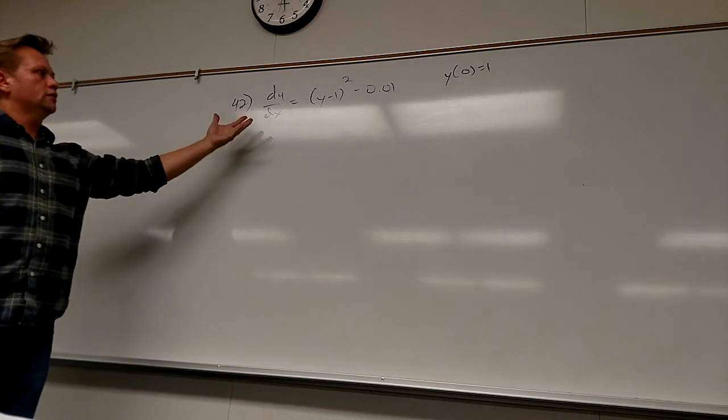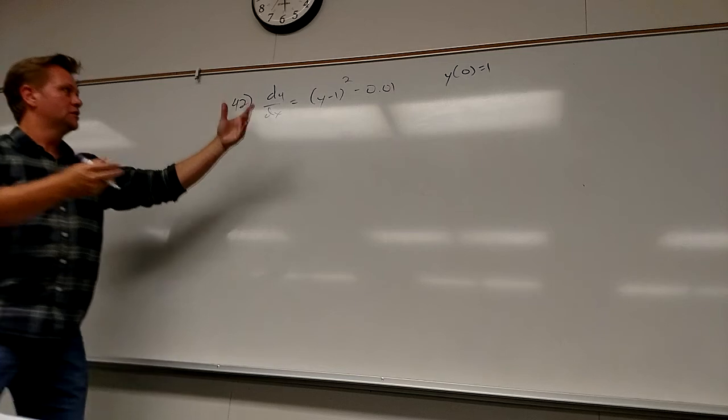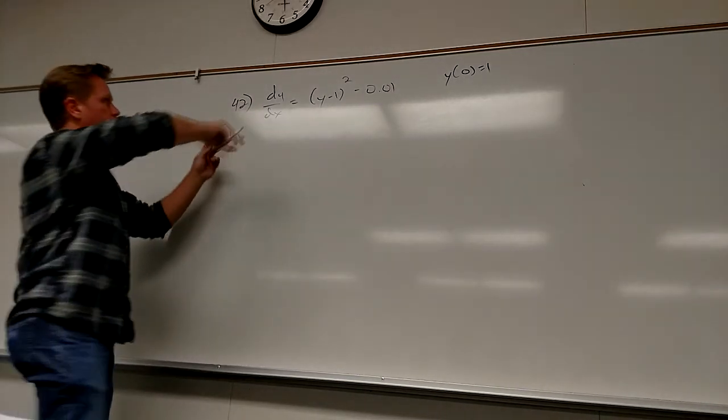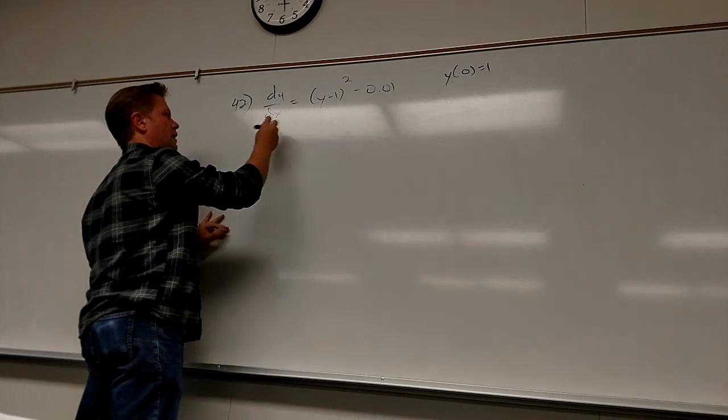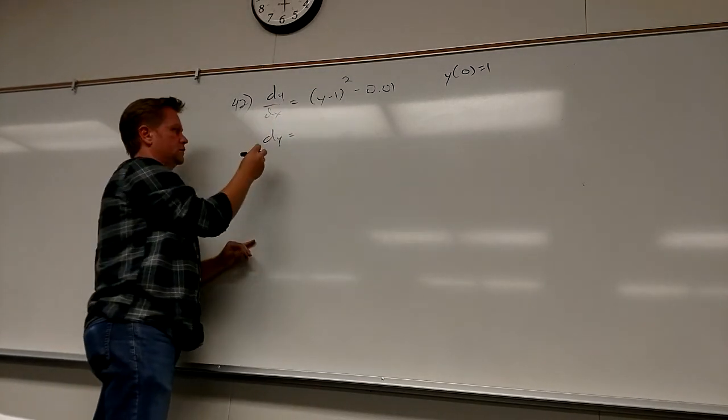So it's in 2.2, so I have to separate it, pretty much. So how do I do that? Multiply by dx, and divide by all this business.